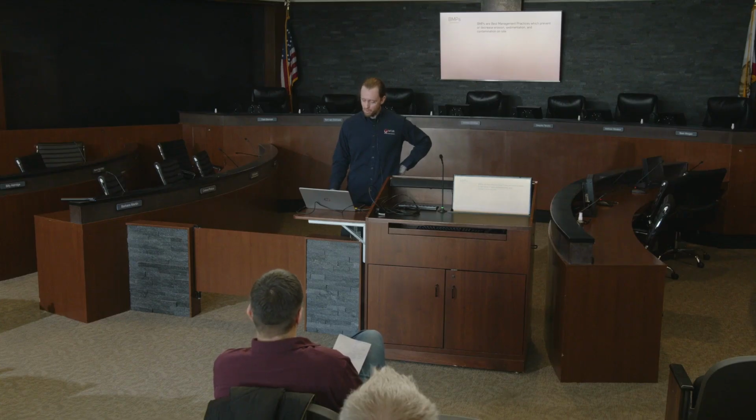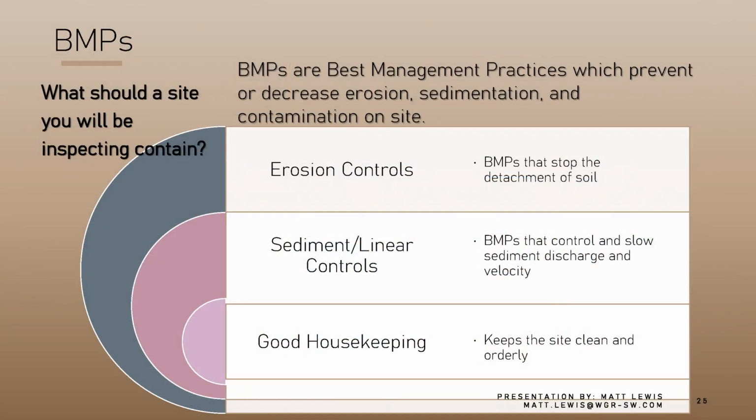All right, BMPs, the exciting part. BMPs are our best management practices, which prevent or decrease erosion, sedimentation, and contamination on site. Erosion is generally defined as the detachment of soil material, and erosion controls are usually covers. That's how you can think of it: erosion control is usually covering the soil. Then we've got sediment or linear controls. Sediment controls try to slow or control the movement of eroded material.